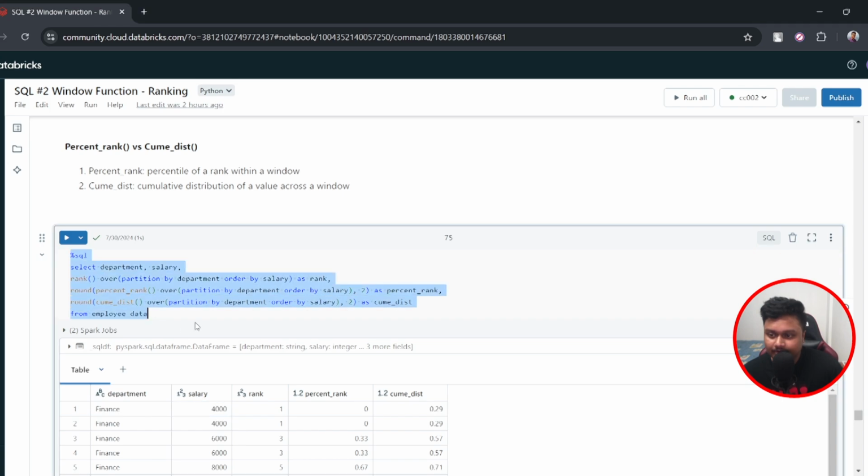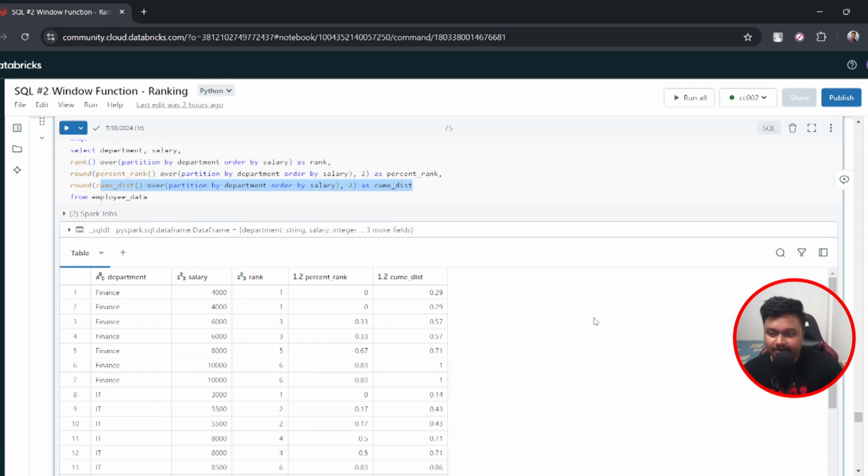In this query, I've selected department, salary, then I've also kept rank, and I'm doing partition by department and order by salary in ascending order. Then for percent rank also, I'm doing the same thing, partition by department and order by salary in ascending order. I've just done a round off to keep it to 2 decimal places. Same goes for cum dist, that also I'm doing the same thing.